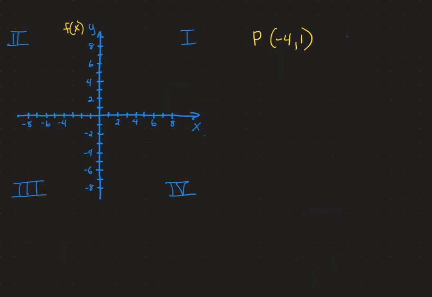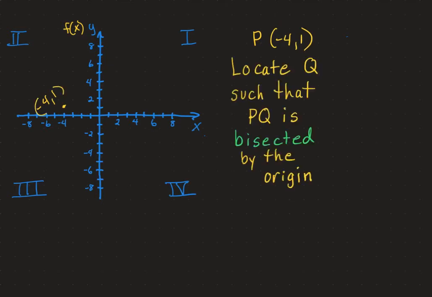So let's say we are given the point -4, 1. And then we are further asked to locate Q, a point Q, such that PQ is bisected by the origin. So we are going to extend a line from -4, 1 through the origin and out to the other side to some point that is just as far away from the origin as -4, 1 is from the origin.